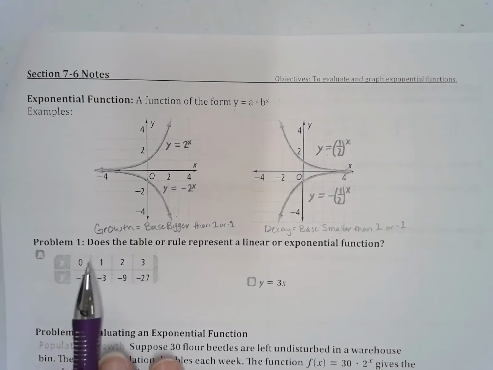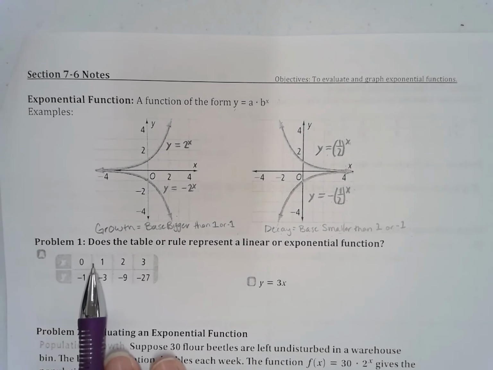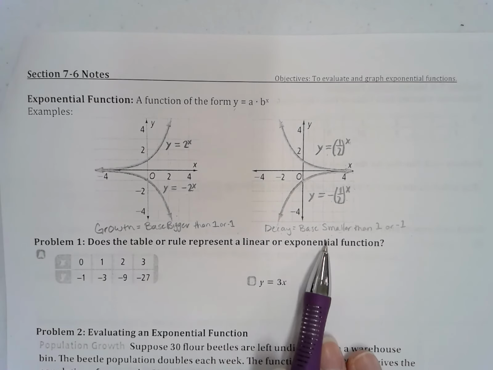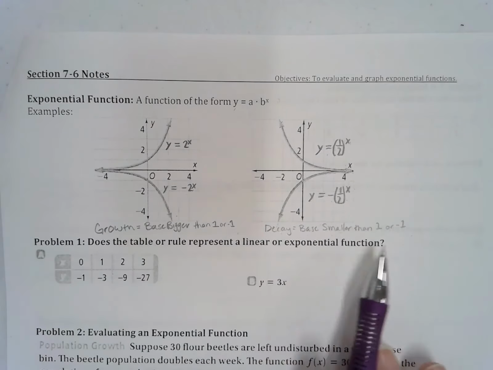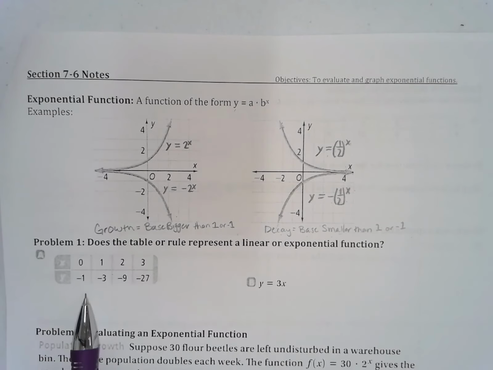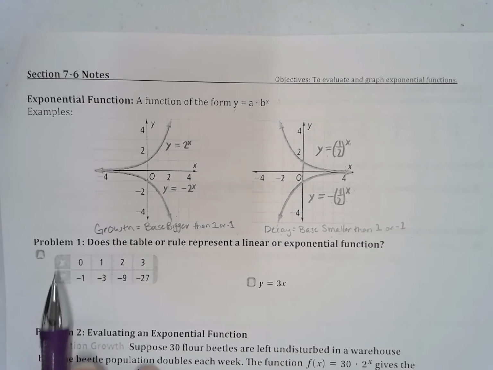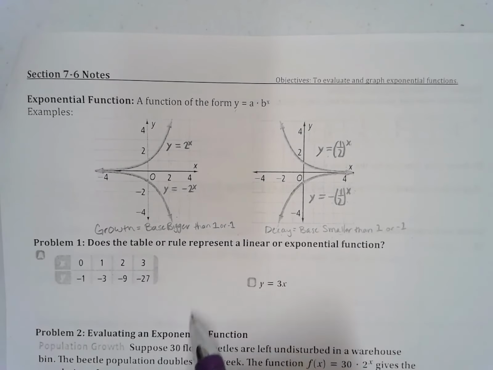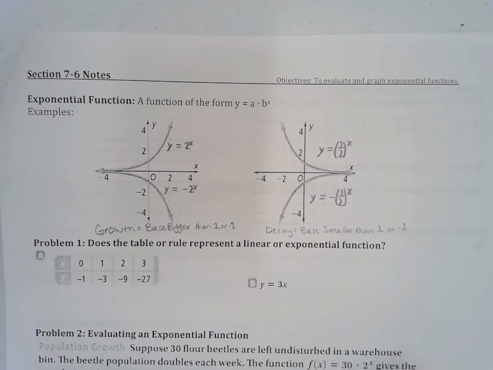So problem number 1 is asking, does the table or rule represent a linear, that's a line, or exponential, that's these types of curves, function? So the first problem, they just give us a table of x, y values. Now you could graph this out, make a little t graph, and see if it's a line or a curve. That's one way of doing it.